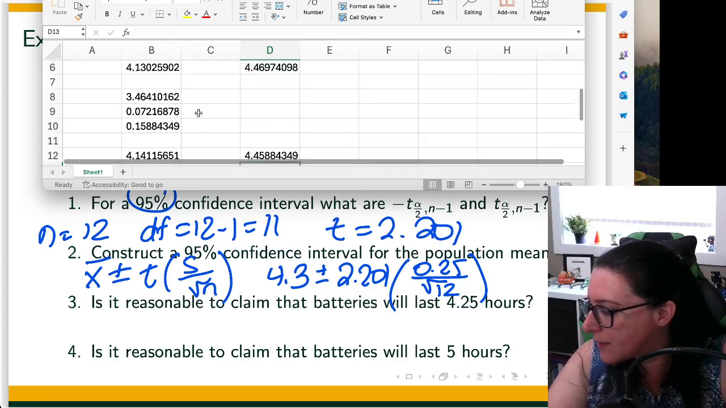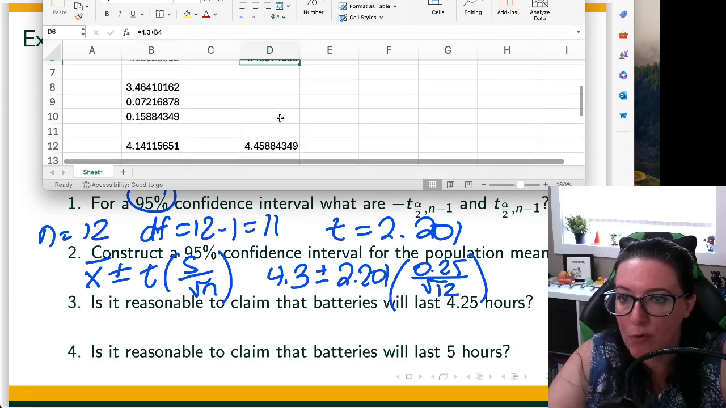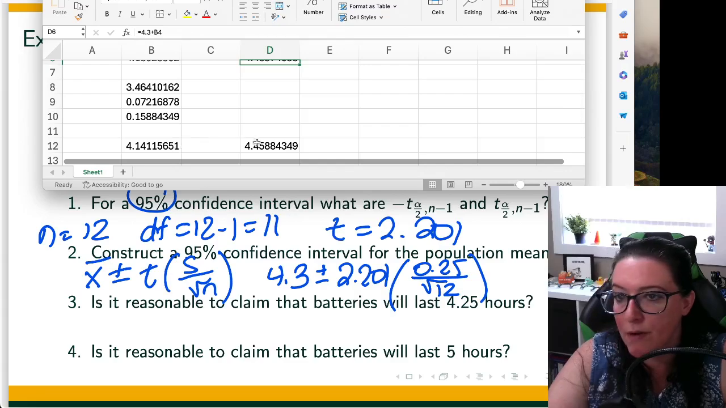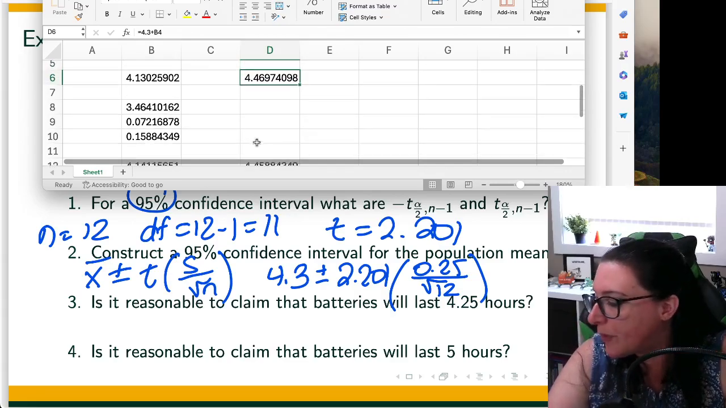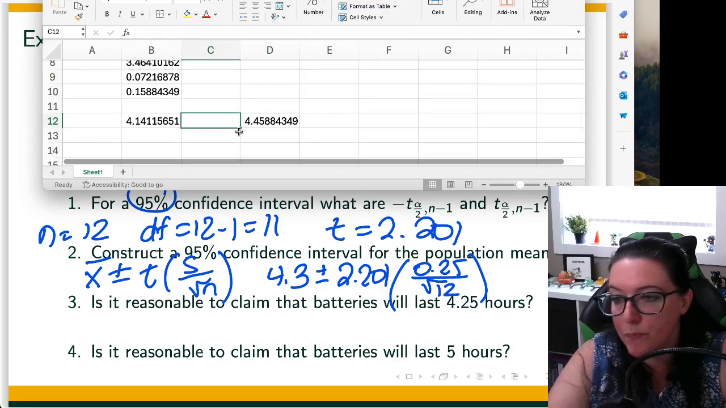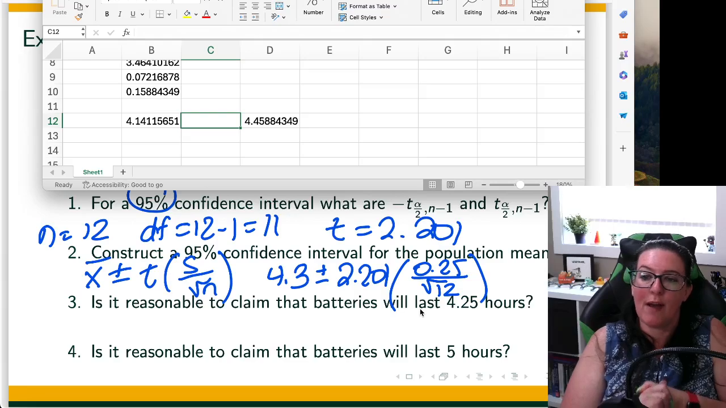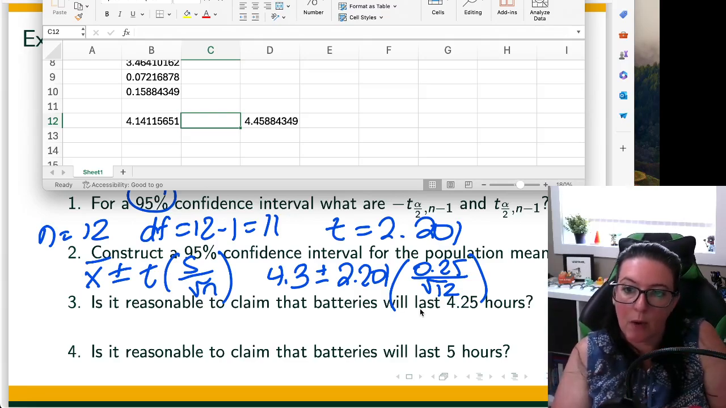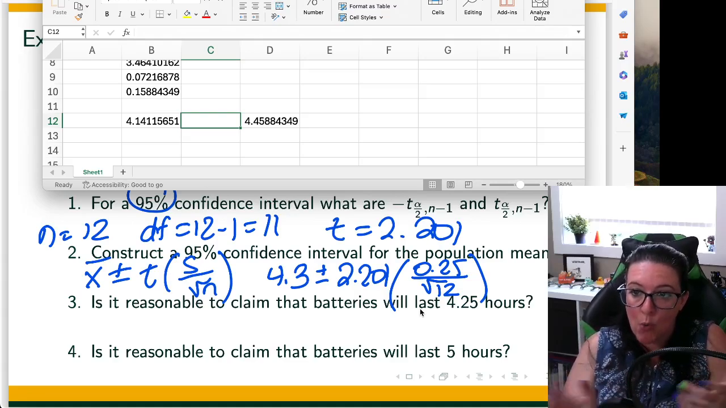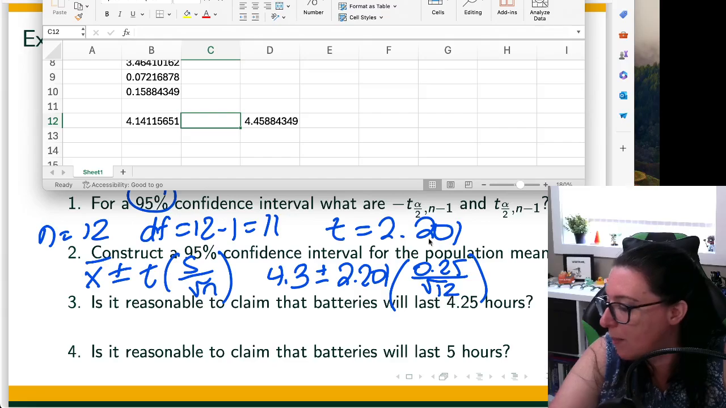So just to give you a comparison, here's what it was with the normal distribution, 4.13 and 4.4697. So you can see in this case that it's a bit of a narrower confidence interval here with that sample standard deviation. So is it reasonable to claim that the battery will last 4.25 hours? Yes, because it's between the upper and lower bound. Is it reasonable to claim the batteries will last 5 hours? No, that's too extreme for what we can be 95% confident about.